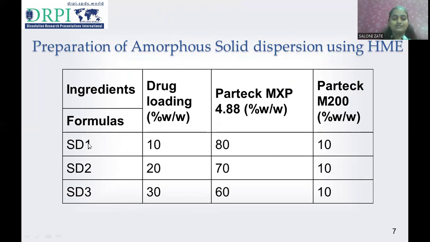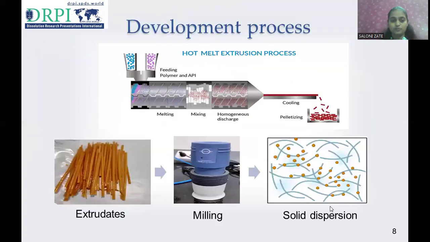Three formulations, ST1, ST2, and ST3, were prepared having variable concentrations of drug and polymer, whereas the plasticizer concentration was kept constant at 10%. In the development process, the drug and the excipients were introduced into the extruder machine through the hopper, which were mixed, melted, and converted into a homogeneous mixture. Then it was extruded through a small orifice, leading to exudates. These exudates were cooled and milled to form solid dispersion.